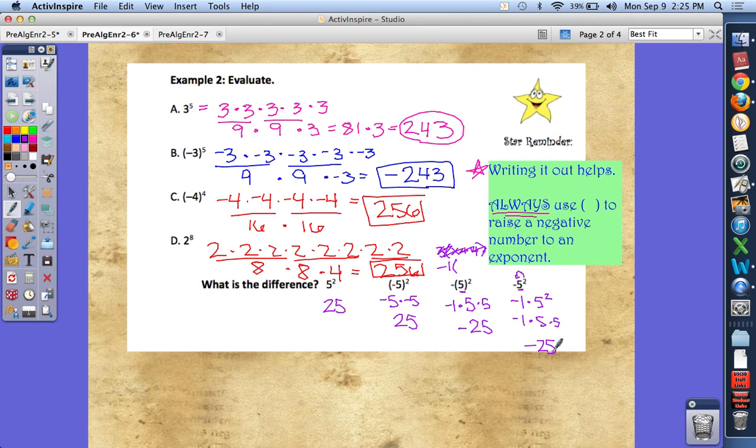Here's the big difference. Look at these 3. Okay? If the negative is not in parentheses, your answer is negative. If it is inside the parentheses, now it's getting squared. In this case, your answer is positive, okay? We're gonna extend what we know about these positive and negative bases with even and odd exponents on the back, okay? But make sure you have the star reminder written down. Make sure you have these examples written down, and then go ahead and turn over to the next example.